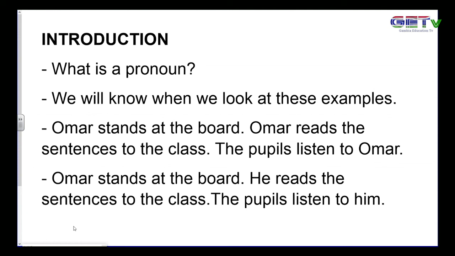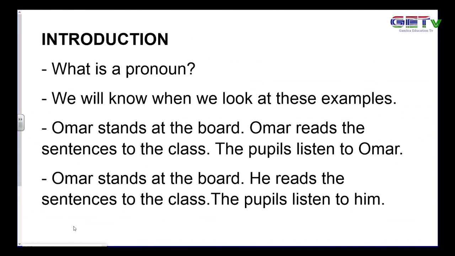Let's start and listen to this question carefully. What is a pronoun? We will know when we look at these examples. And listen to these examples carefully so that you'll be able to compare the two paragraphs and tell me the changes or words that are replaced in these two paragraphs. Listen to the first one I read.